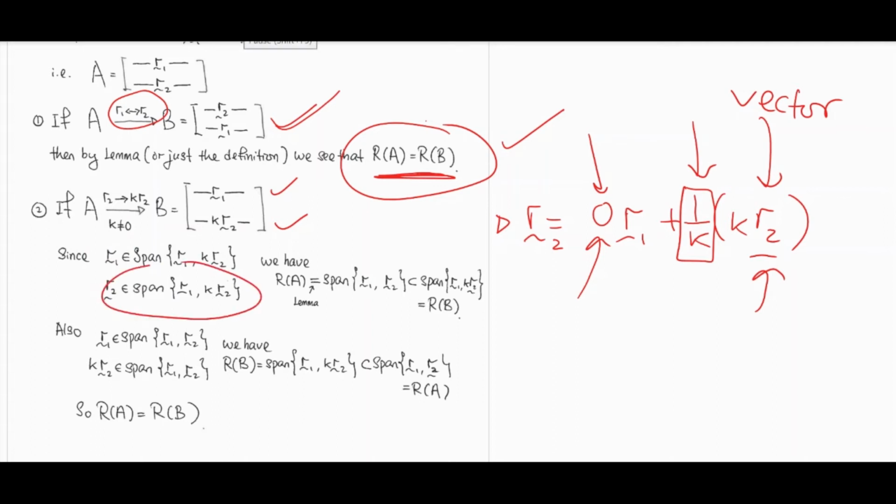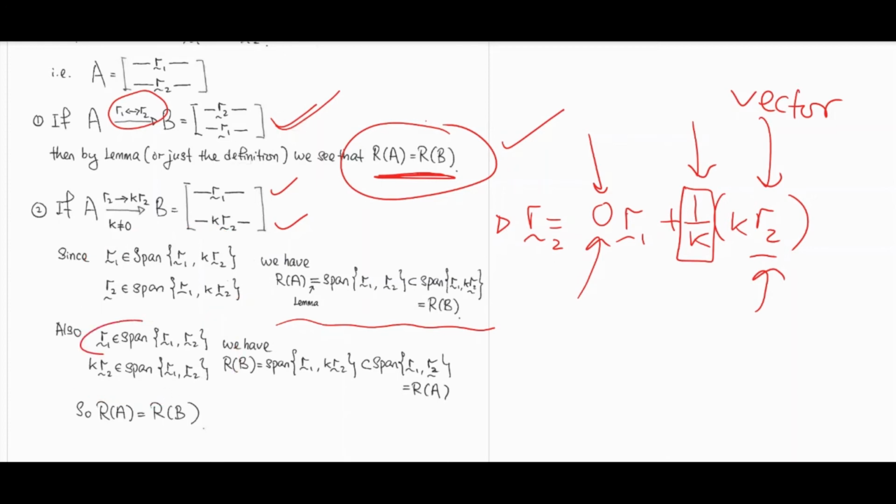So the lemma tells us that the row space of A, which is the span of these 2 vectors, is a subset of the span of R1 and KR2. That is by definition the row space of B. All right, so we have these 2 observations here, and they give you that the row space of A is a subset of the row space of B. Now let's take a look at this one right here.